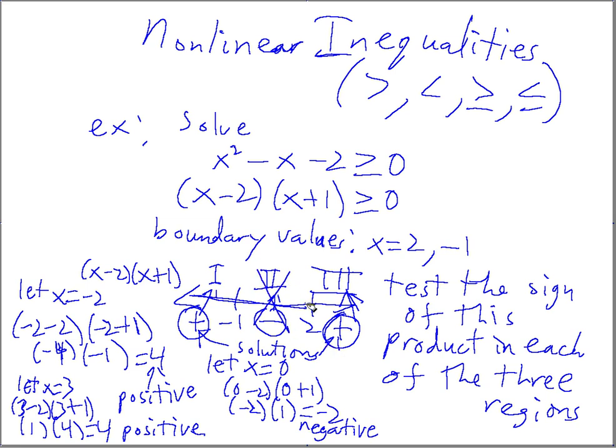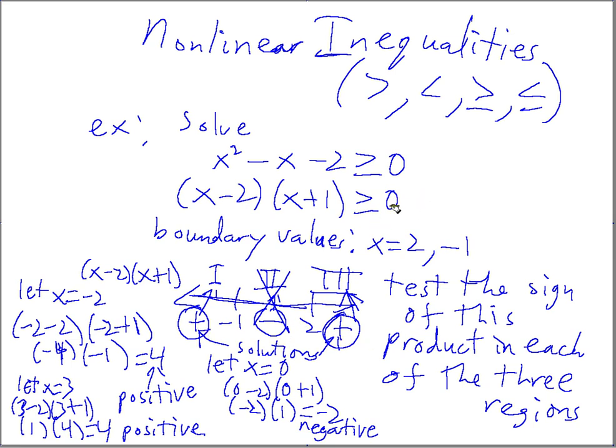Sorry for the mess here, but hopefully you can see that all we're doing is factoring the left-hand side, and then figuring out the boundary values from that and making our sign chart, by testing numbers in the three regions to see what results we get, positive or negative. Now, had this inequality been less than 0, then the negative numbers would have been what we wanted. But since we want this product to be greater than or equal to 0, then we want the positive numbers.